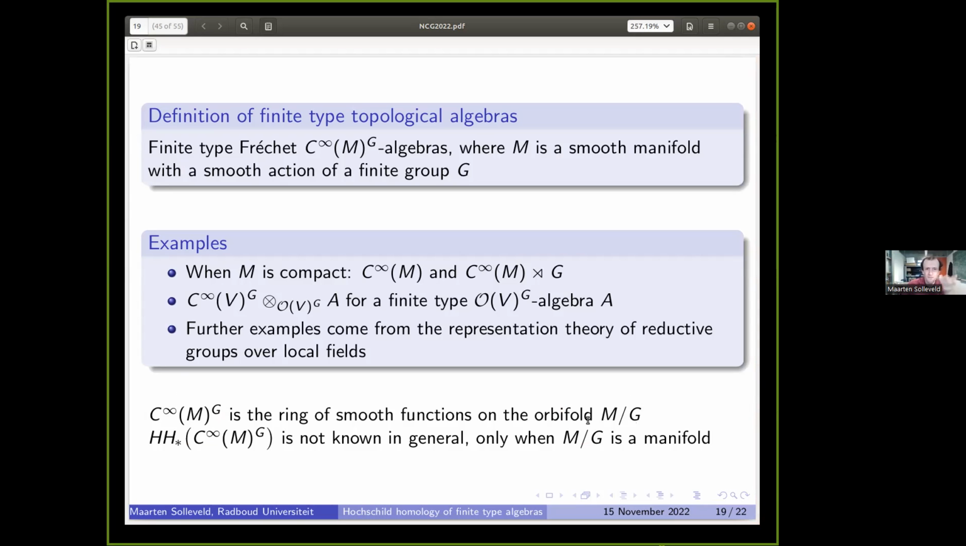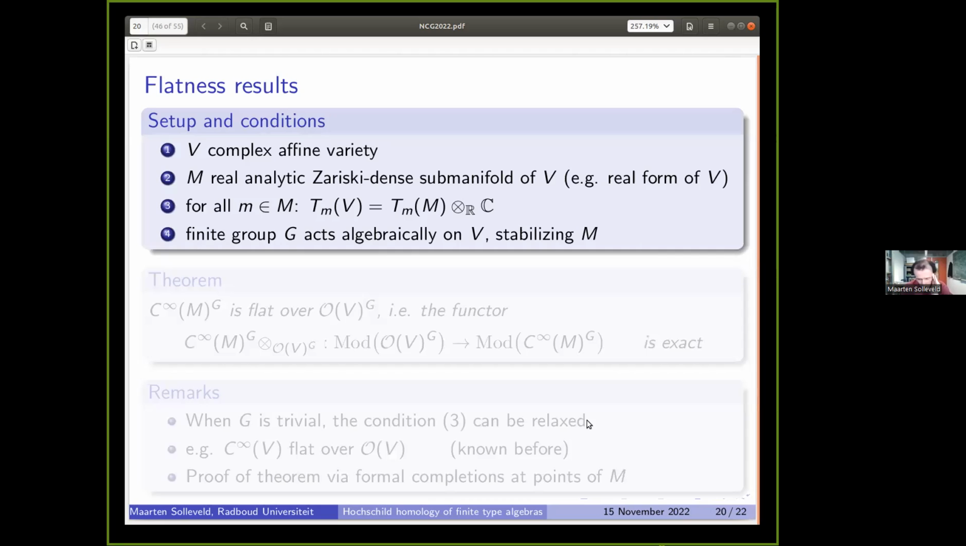So, okay, we have this kind of algebras, and to compare, say, the Hochschild homology of some underlying algebraic version of a finite type algebra with a topological version, we will apply tensoring with smooth functions. And like in the case of formal completions, we need a flatness result. This is in some sense the main technical point of the paper of David Kazhdan and me, that we proved such a flatness result. And it needs some input.